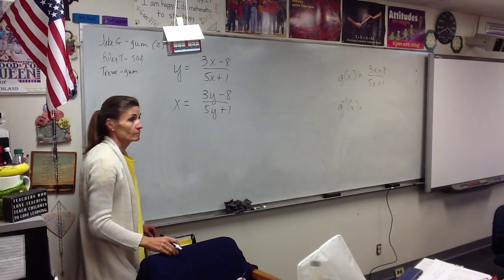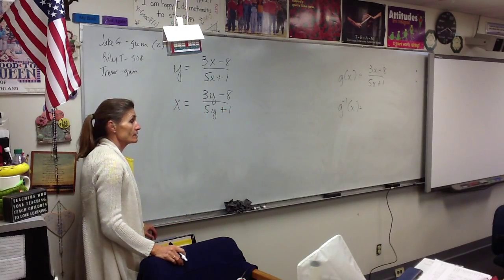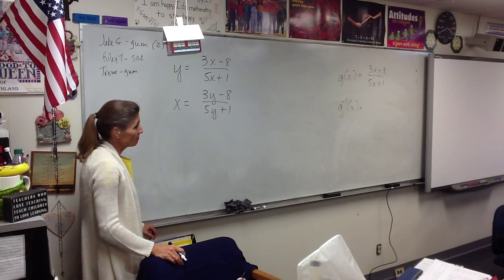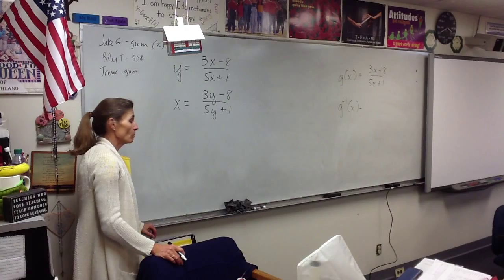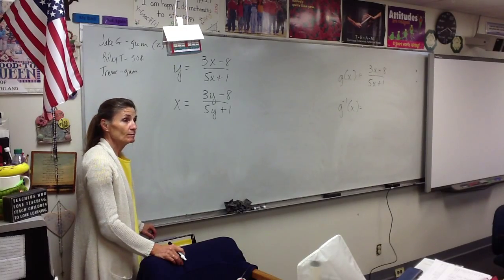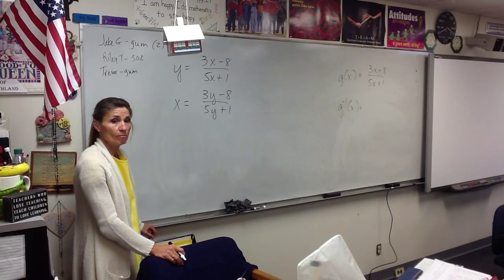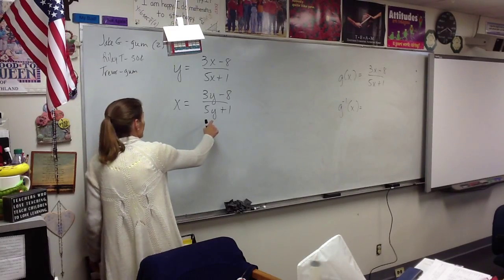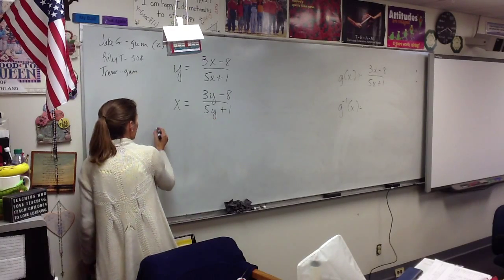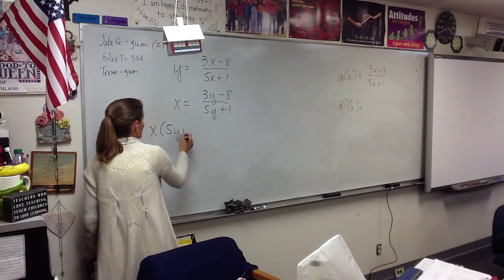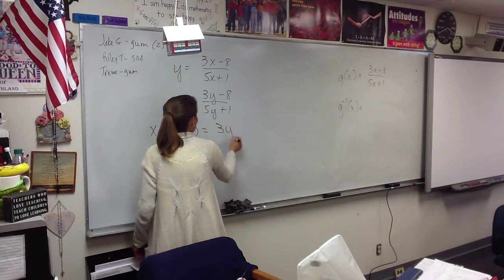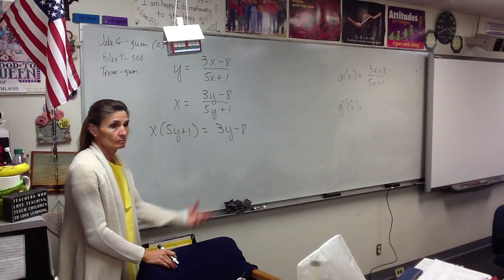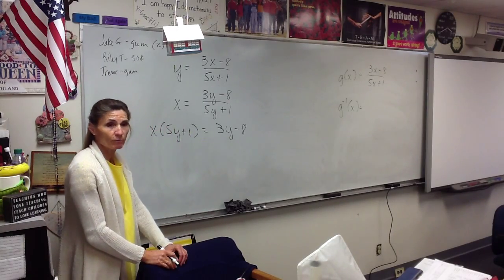Okay? Okay, this is a participation sport, not a spectator sport. So let's wake up, pay attention. Here we go. What might we do now? Riley? "Multiply both sides by 5y plus 1." Yeah, let's get rid of that denominator. Everybody good with that algebra? Just bring the denominator over so we don't have a fraction anymore.